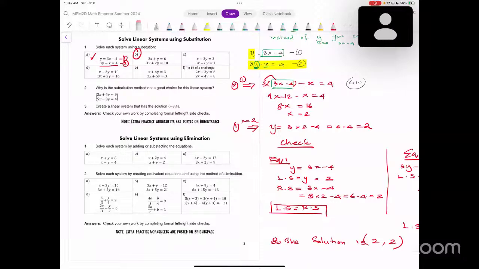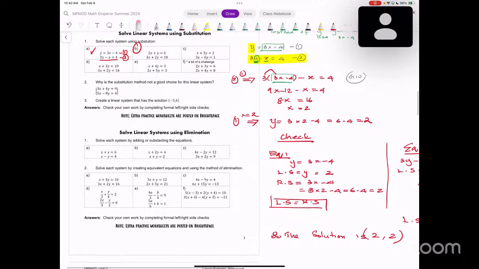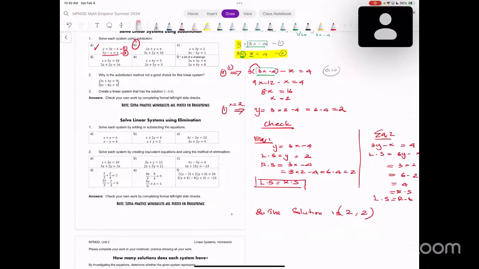Let's go back to Shreya. Shreya, what do you got? 2, 2. That's right. 2, 2. Come on, Sharon. What are you doing? I'm not sure. I messed up the variable. Put the wrong one.